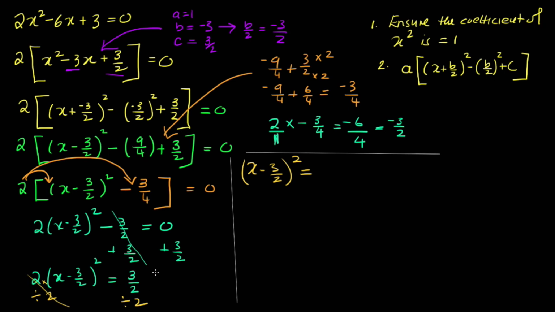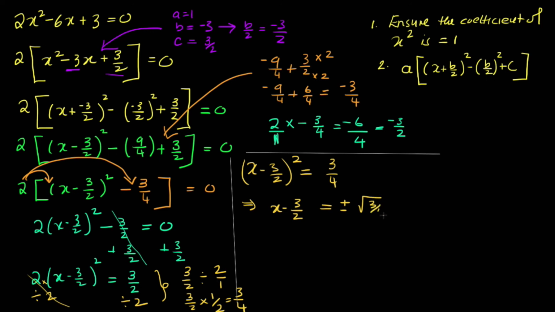We need to work this out now. So 3 over 2 divided by 2 over 1. The reciprocal, so 3 over 2 times 1 over 2, which is 3 over 4. So now that becomes 3 over 4. You follow? Then what do we do? Now we take the square root. Very good. So now we have x minus 3 over 2 equals plus or minus the square root of 3 over 4.